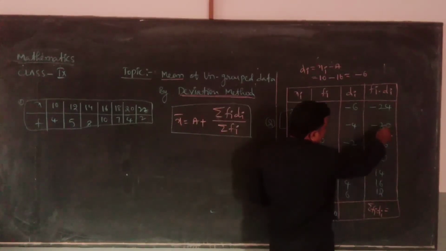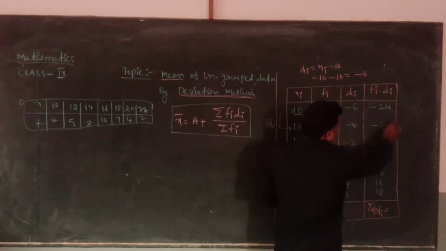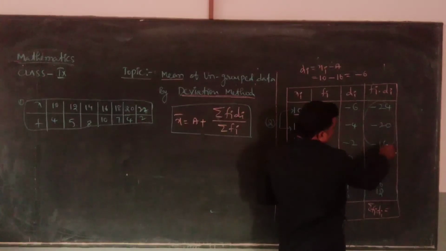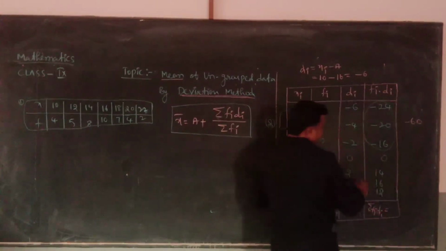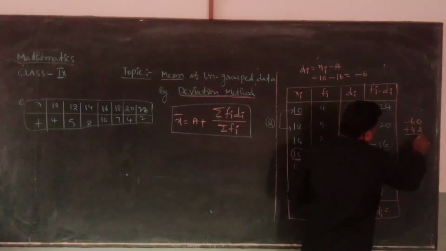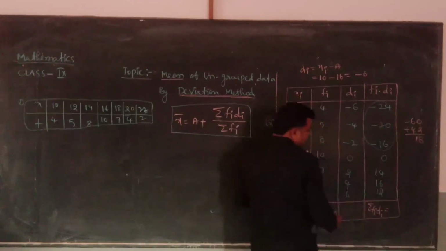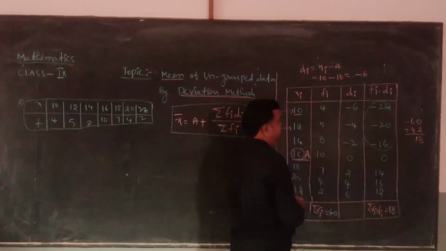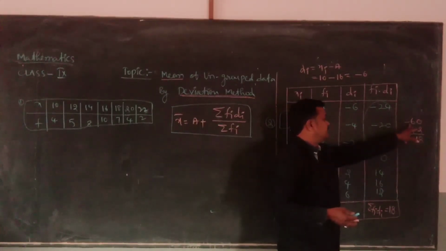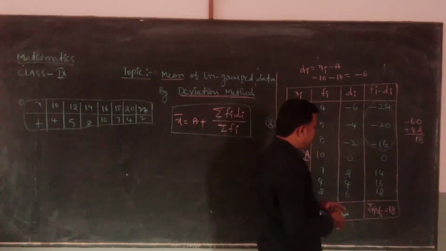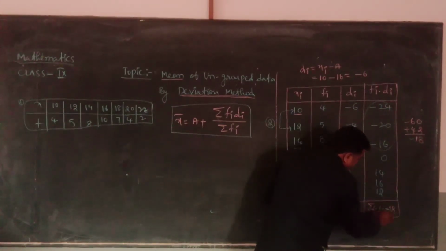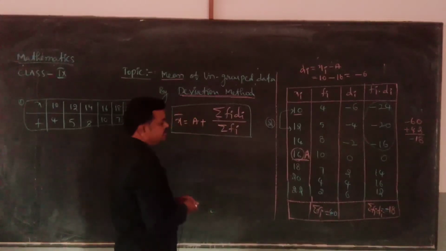Minus 24, minus 20, minus 16. First we take these three negative values. It is minus 44, minus 60. Then the positive values 14, 30, 42. Sum of the three negatives is minus 60, and minus 60 plus 42 is minus 18. So the sigma fi di value is minus 18.